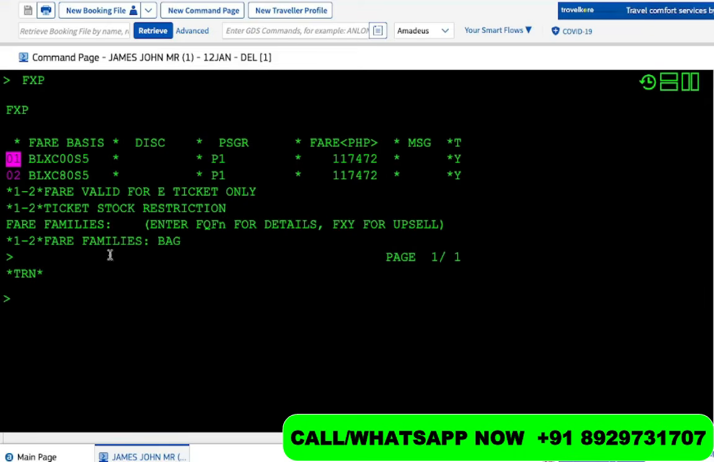When you do FXP, it gives you two different options. So one fare basis is this, one fare basis is this. It is up to us what we want to book. Let's say we want to book the second one. You just put the cursor over here in the second one and you press enter. It is up to you. You want to book the first one, you can book it. There is not much difference. The prices are exactly same for the first and the second one. So let's book the second one.